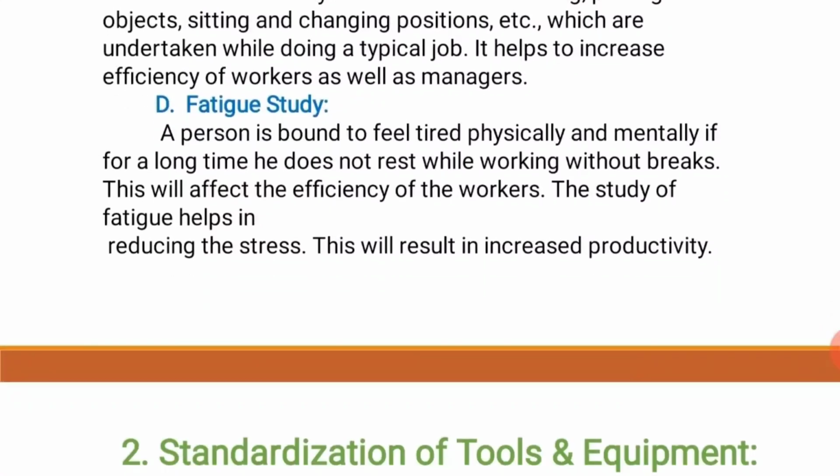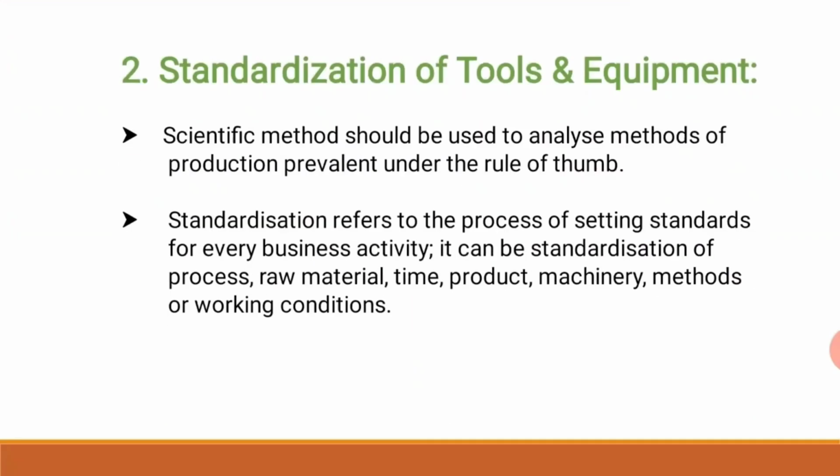Now, the next, that means the second technique, is standardization of tools and equipment. Taylor was a strong supporter of standardization. According to him, a scientific method should be used to analyze methods of production instead of the rule of thumb. The best practice can be kept and can be done through work study techniques which include time study, motion study, fatigue study, and method study.